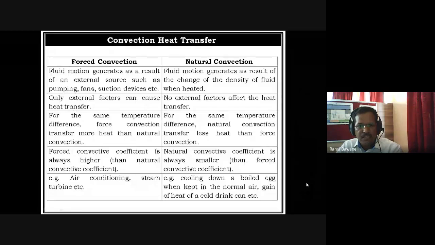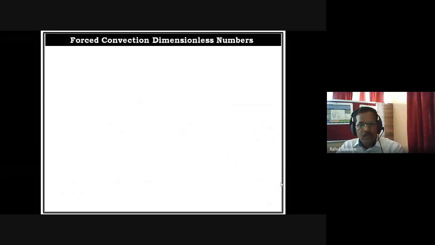Many times it is asked to differentiate between forced convection and natural convection, and it is asked for 4 marks, so at least we have to write 5 to 6 points. Now in forced convection, before we go for any numerical, we must check out the various dimensionless numbers which are used while solving numericals. Why dimensionless? Because they don't have any unit; they are unitless.